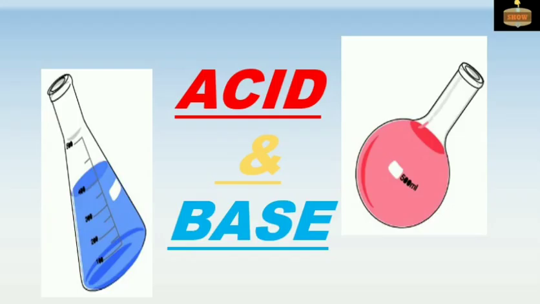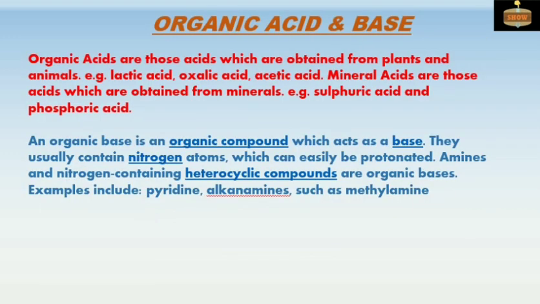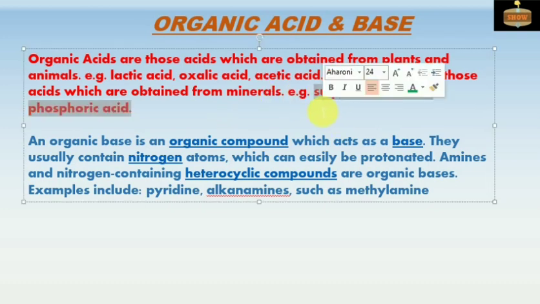And my topic today is about acids and bases. First, we will see the definition of organic acids and bases. Organic acids are those acids which are obtained from plants and animals. Examples are lactic acid, oxalic acid, and acetic acid. But we have also seen acids in the form of minerals. Mineral examples are sulfuric acid and phosphoric acid.